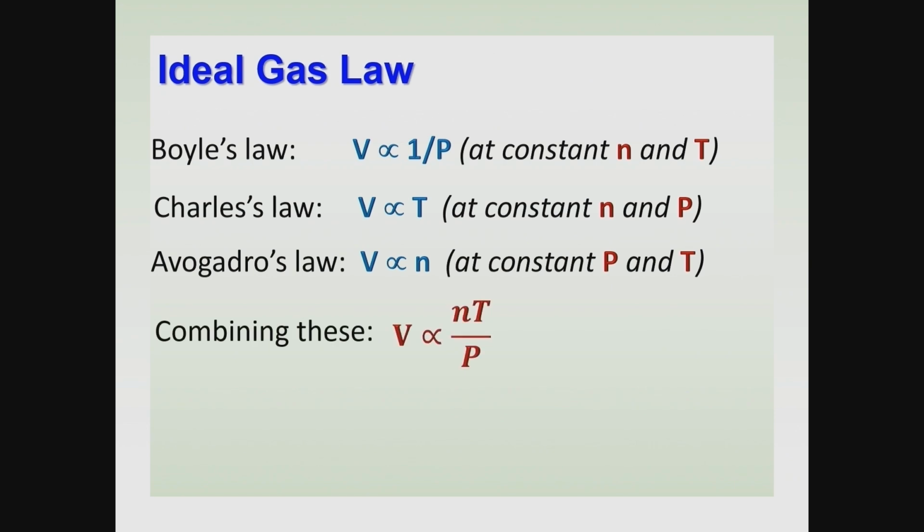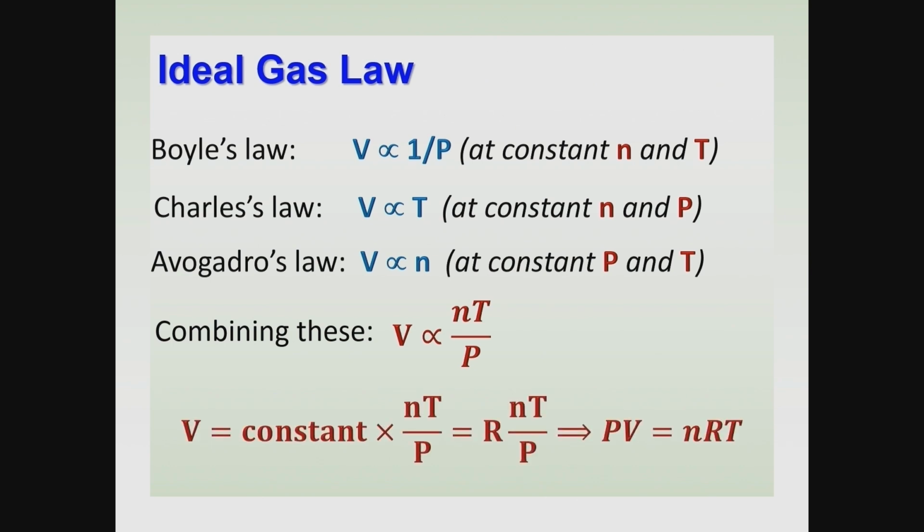Now, if you wanted to, you can combine these proportionalities into one equation, and so I've done that there. And you can see that volume is going to be directly proportional to moles, which is N, and temperature, but inversely proportional to pressure. And so one of the things that you already know is you can take that proportionality between volume and NT over P and turn that into an equality if you add some kind of numerical constant. So I've done that there.